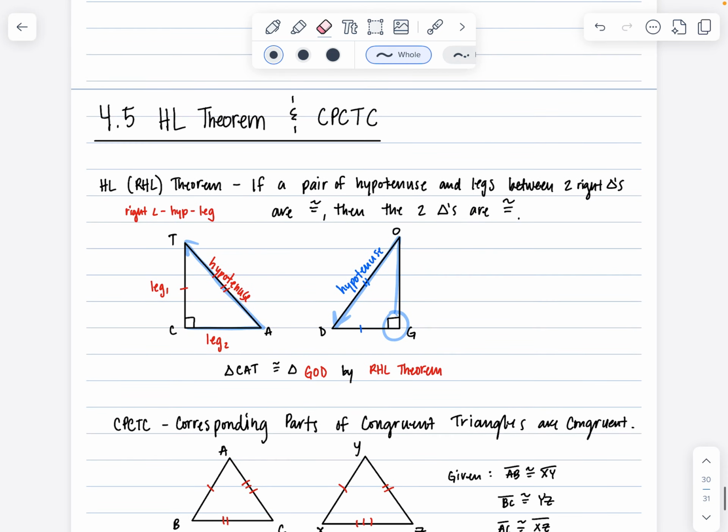All right, so that's what we have for today. We have now 5 ways to prove triangles are congruent, and now we have CPCTC that we use to prove corresponding parts of congruent triangles are congruent.